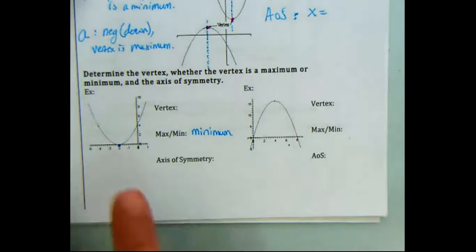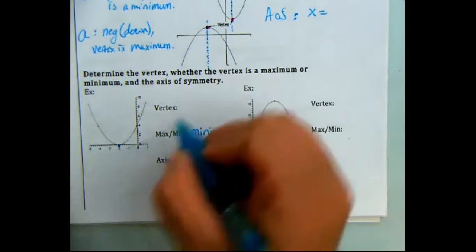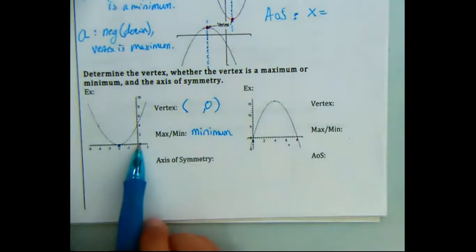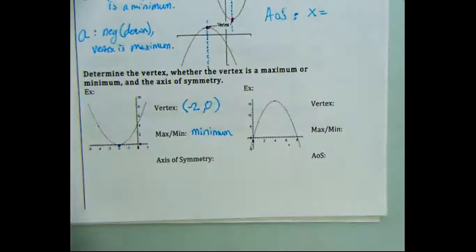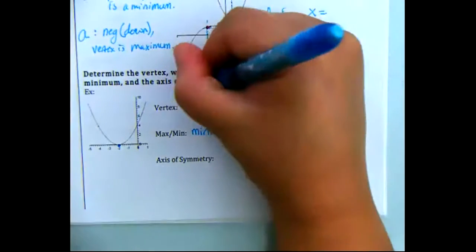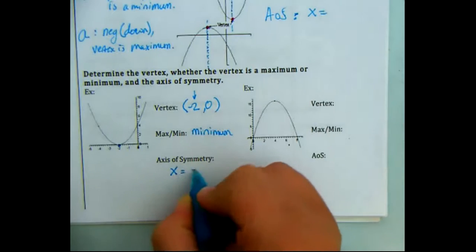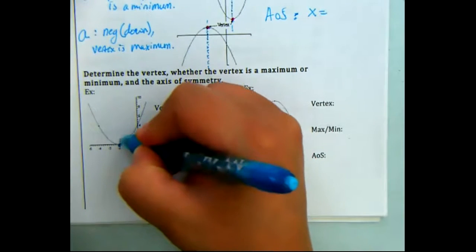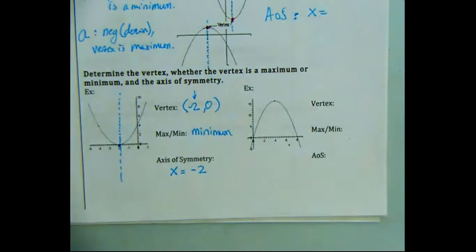And then our vertex is right on the x-axis here, so that means our y is going to be 0 because it's on the x-axis, and then I can just count here, -1, -2. So my vertex is at (-2, 0), which means for my axis of symmetry, I look at the x coordinate. So then my axis of symmetry is going to be x is equal to -2. It's a line that goes right through x equals -2 there.